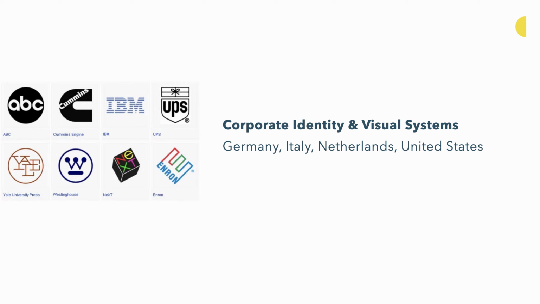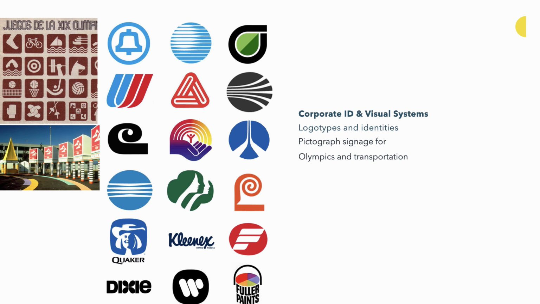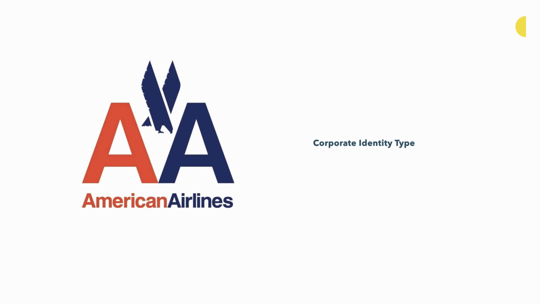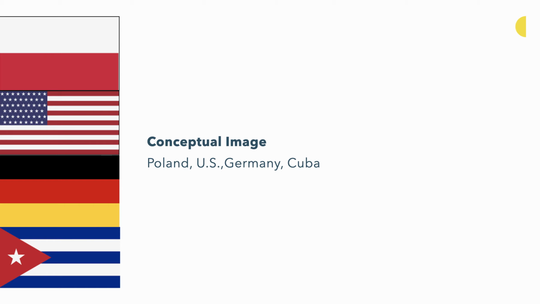Next, we have the corporate identity and visual systems, which comes from Germany, Italy, the Netherlands, and the United States. So you know what a corporate logo is. Branding is so big here in our country. When it looks like a corporate logo, or it's a pictograph, we know that we are looking at this chapter, corporate ID and visual systems. Corporate identity type is likewise very clean. And again, the Olympics is a very big theme throughout that chapter.